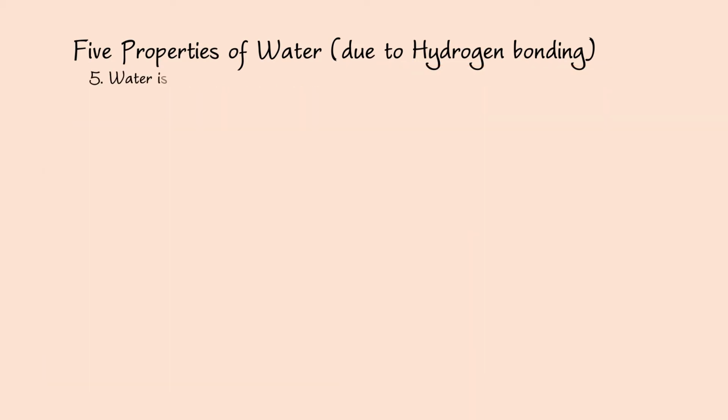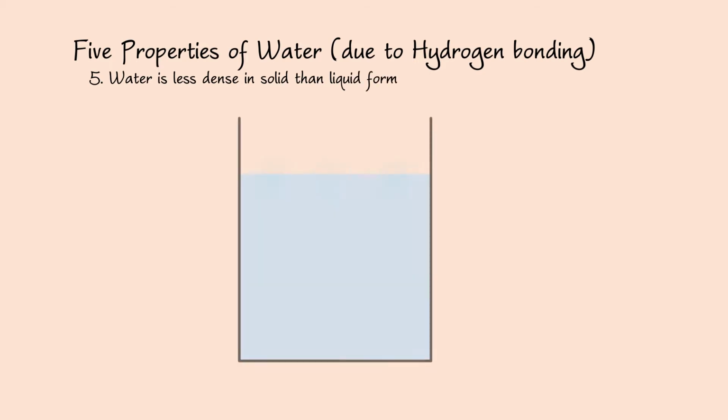The fifth property of water is that water is less dense in solid than liquid form. This property is observed when an ice cube placed in liquid water floats. This physical property is unique to water, as most substances are more dense as a solid and sink when placed in their liquid form.